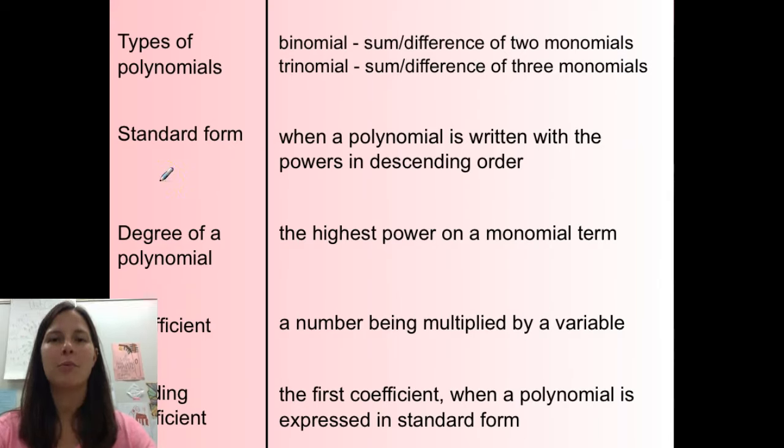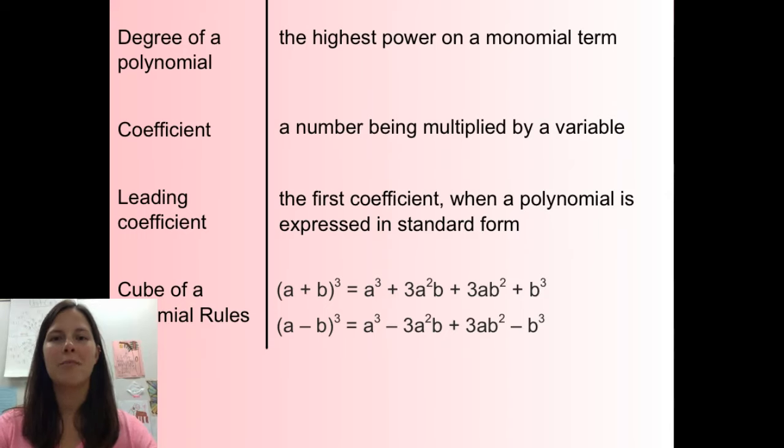Standard form is really important. If a polynomial is written with the highest power on down, then it's easier for all of us to be on the same page when we're expressing our answers. The degree of a polynomial is simply the highest power on any term within the polynomial. If it's written in standard form, it would be the highest power on the first term.